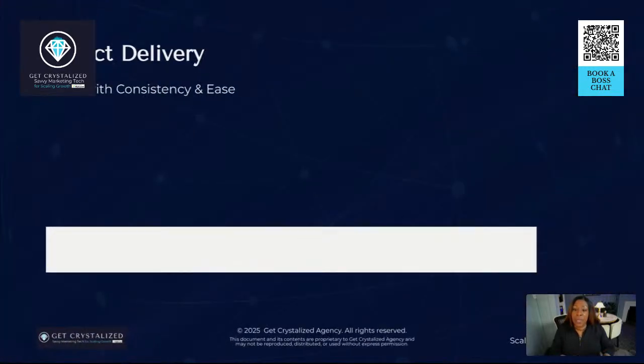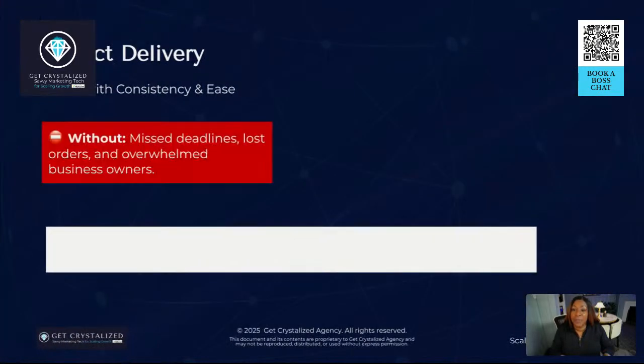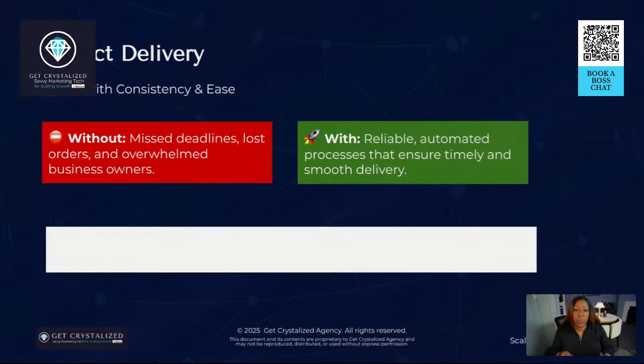The second one is product delivery. We want to deliver with consistency and ease. Without this, we miss deadlines, we lose orders, and we have overwhelmed business owners, and we don't want that, okay? We want them to be happy with their purchase. We want them to be assured that they made the right purchase and not put a seed of doubt in their mind about it. With the product delivery being consistent and easy, we get reliable automated processes that ensure timely and smooth delivery.